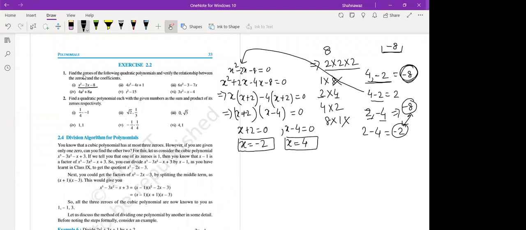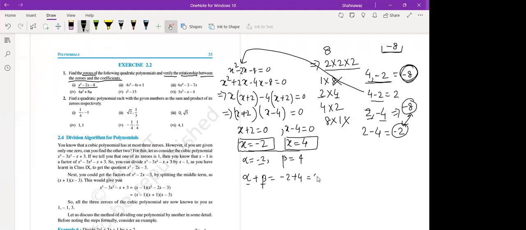So let's read this question. They are telling that find the zeros first. So we have found the zeros. And then they are telling that verify the relationship between the zeros and the coefficients. So the second part: let's say your alpha is minus 2 and your beta is 4. What will be the sum of the zeros? This will be minus 2 plus 4. Alpha plus beta.